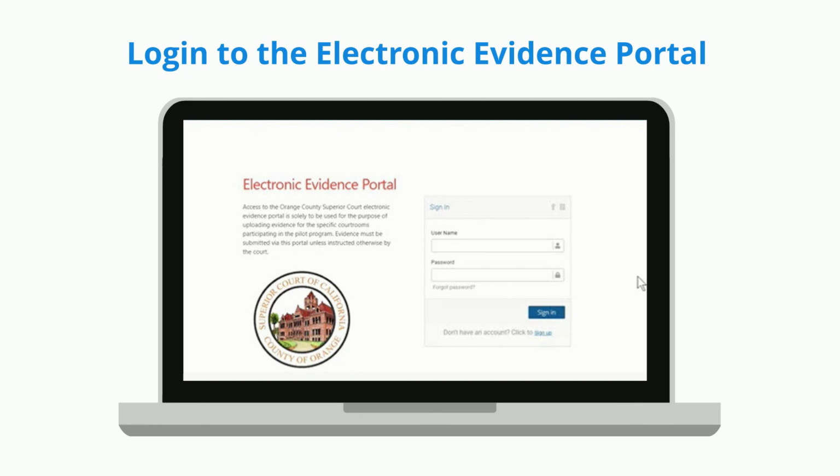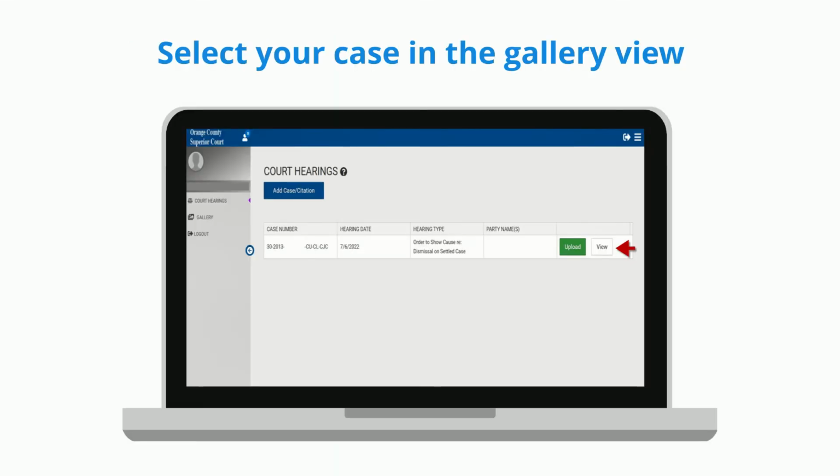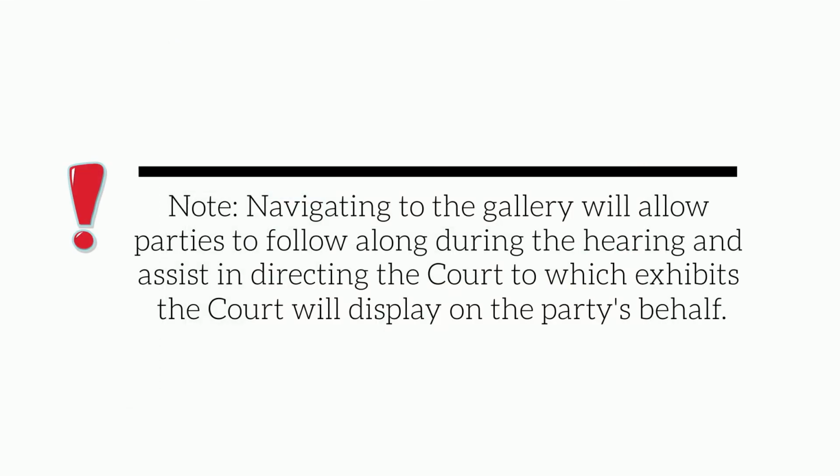Using the laptop provided in the courtroom, log into the electronic evidence portal prior to the start of your hearing. Enter the appropriate username and password and click Sign In. In the electronic evidence portal, select the appropriate case in Court Hearings. Select the View option from the appropriate case to view exhibits in the gallery view.